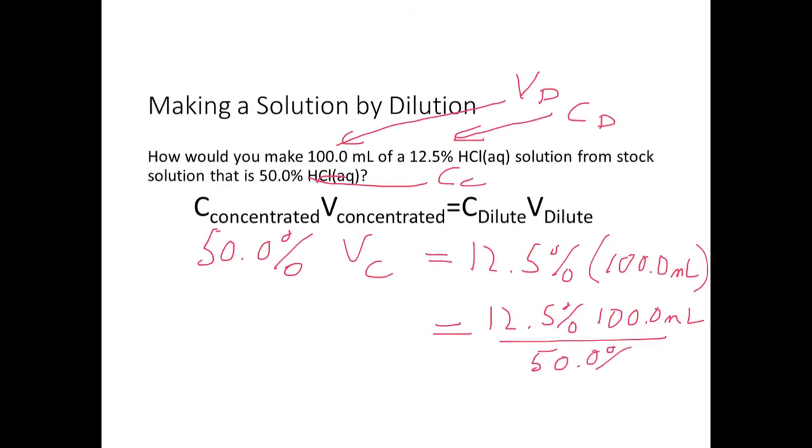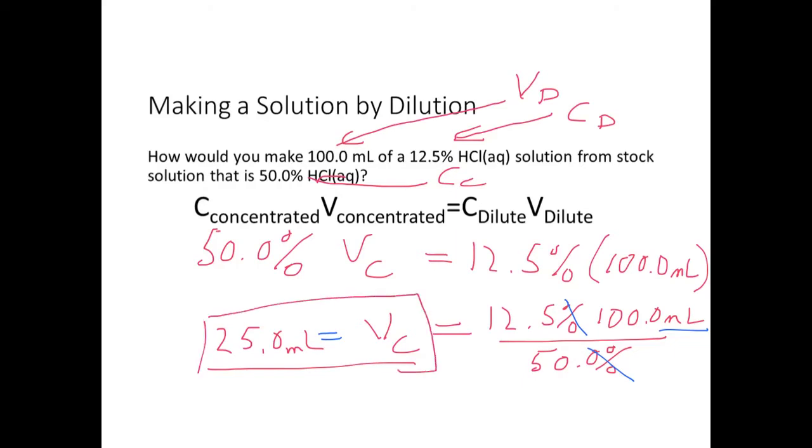I need to get a better stylus here. All right. Divide both sides by 50 to get your variable alone. Your percents cross out, so you're left with units of milliliters. And that gives you 12.5 divided by 50 times 100, or 25 milliliters is how much you'll need to use. Pretty easy, right? Same thing we were doing last time, just a little bit of a twist.